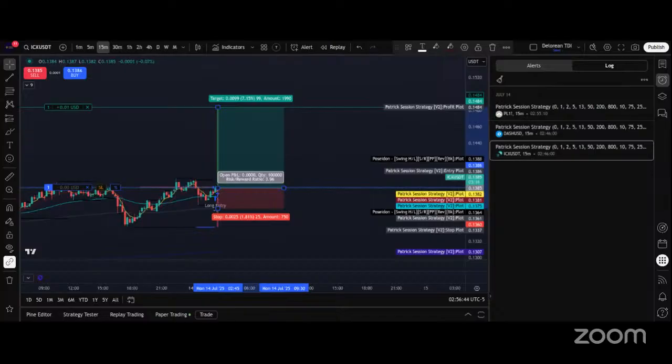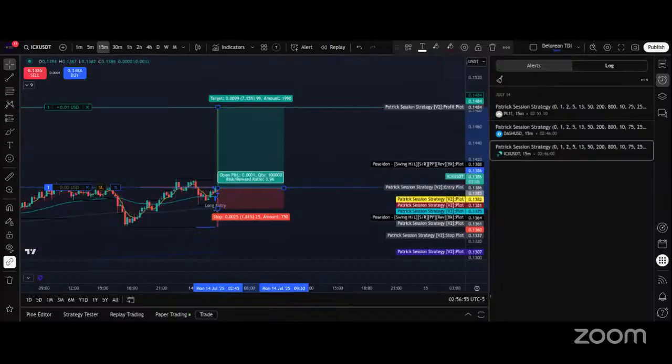This time it's going to be ICX USDT, ICX versus Tether. It's a market execution buy on a 15-minute confirmation. This time it's going to be 3.96 was the reward ratio. Take profit is 0.1484. It's going to be for 99 pips. Stop loss is 0.1360. That's going to be for 25 pips. And entry price is going to be 0.1385.